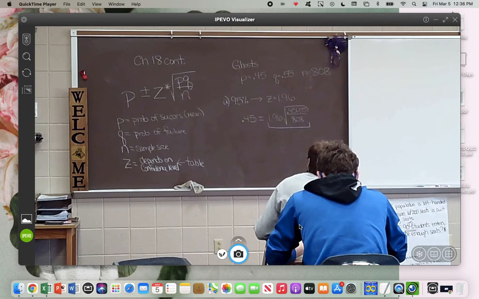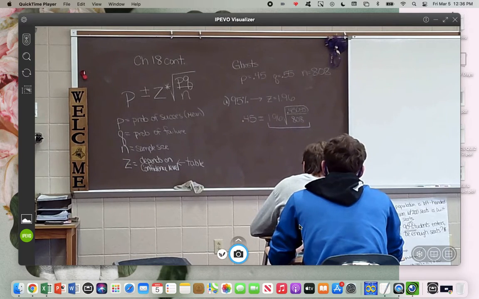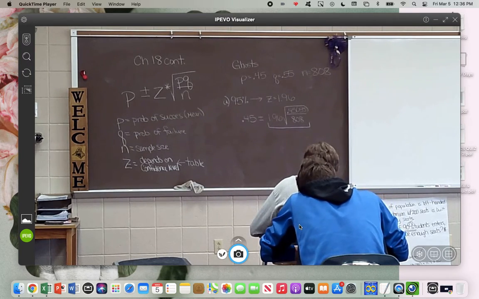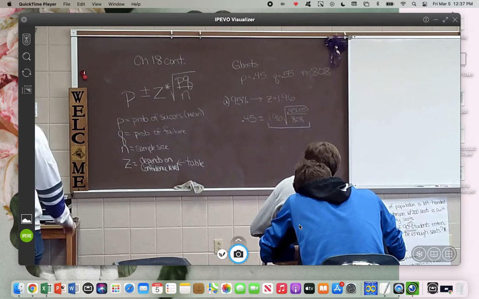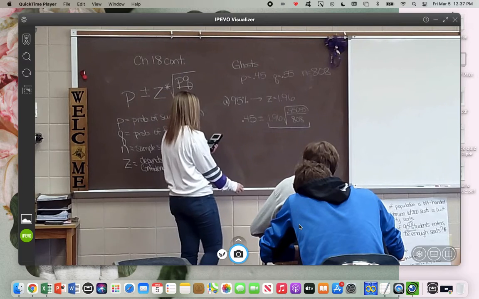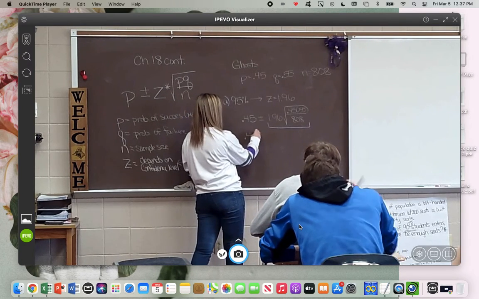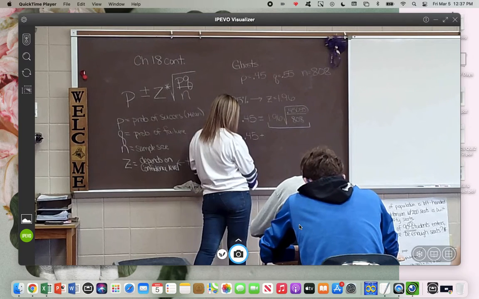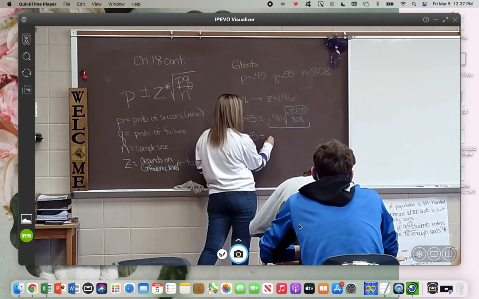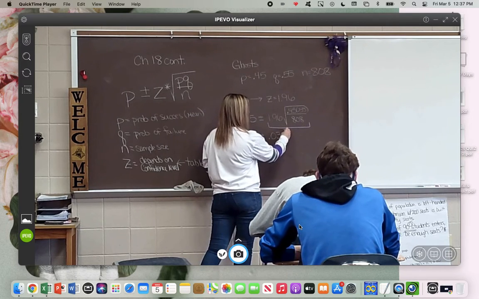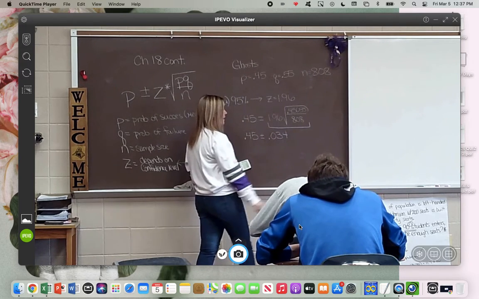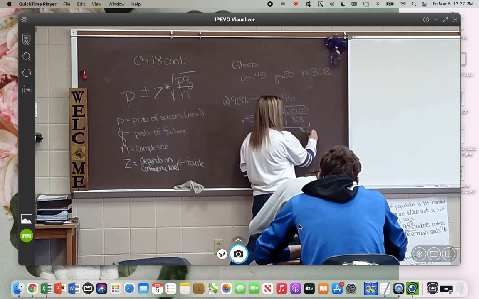So on the calculator, we are going to type in 1.96, then you put in your square root, and inside the square root, you can just go 0.45 times 0.55 divided by 808. It's going to give you a number. We're going to round this to the nearest thousandth. Once you plugged all of that in, what did you get? 0.034. So this number that we calculate here is what we call the margin of error.